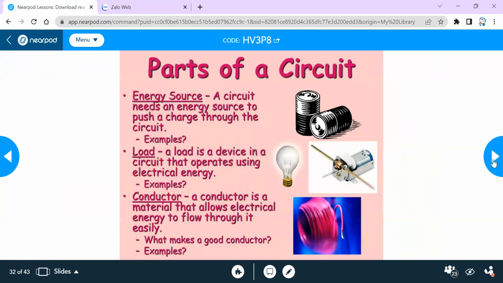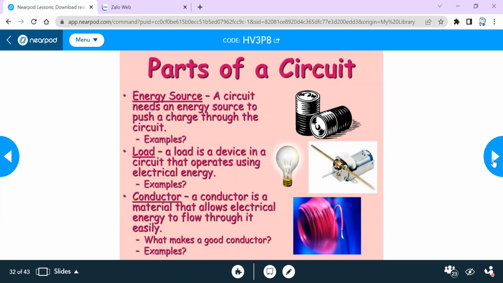And then we have one thing called the energy source, as mentioned earlier. So why do we need an energy source? Well, a circuit needs an energy source, like a battery, to push a charge through the circuit. The load is something like a device, as mentioned in the earlier slides, that operates using electrical energy. One example is a light bulb, which we always use as an example when we talk about circuits.